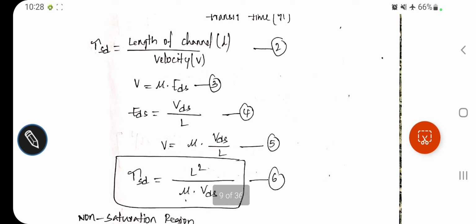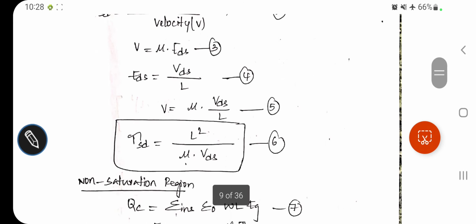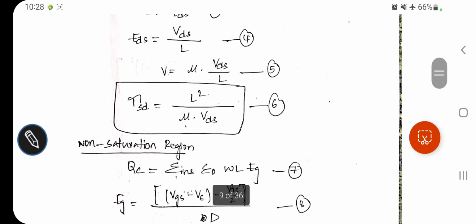Tau is length by velocity, velocity is mu into EDS, and EDS is nothing but voltage by length. These two we substituted in equation number 2. We get L square by mu VDS. L is the channel length, mu is the mobility, VDS the drain to source voltage applied.